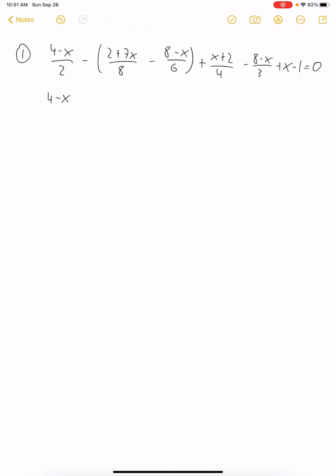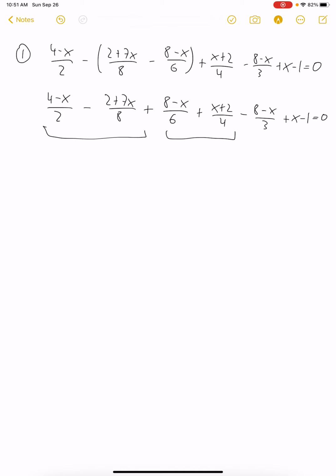we write down 4 minus x over 2, then we have minus 2 plus 7x over 8, and we have minus times minus, which is plus 8 minus x over 6 plus x plus 2 over 4 minus 8 minus x over 3 plus x minus 1 is equal to 0. Now our strategy will be to combine the terms 2 by 2 and put them into the same denominator.